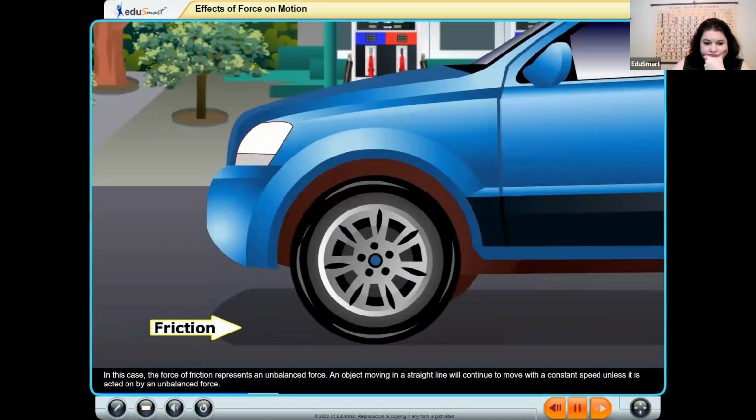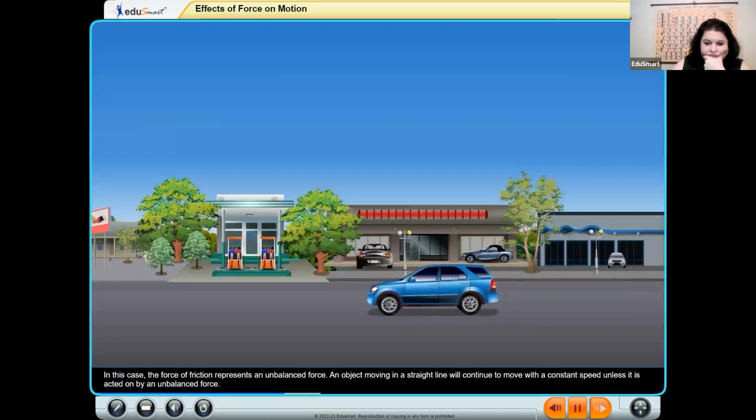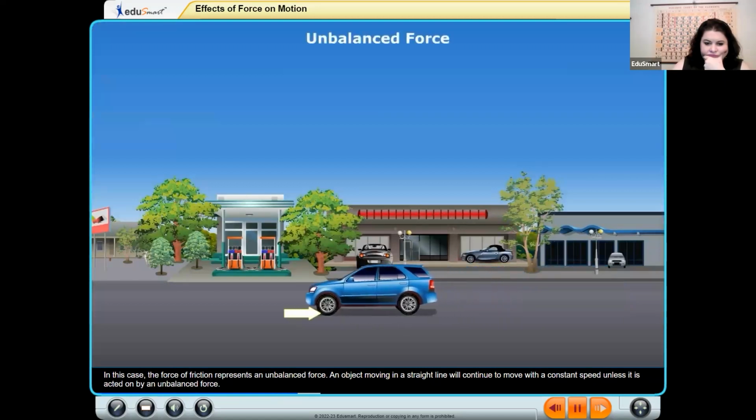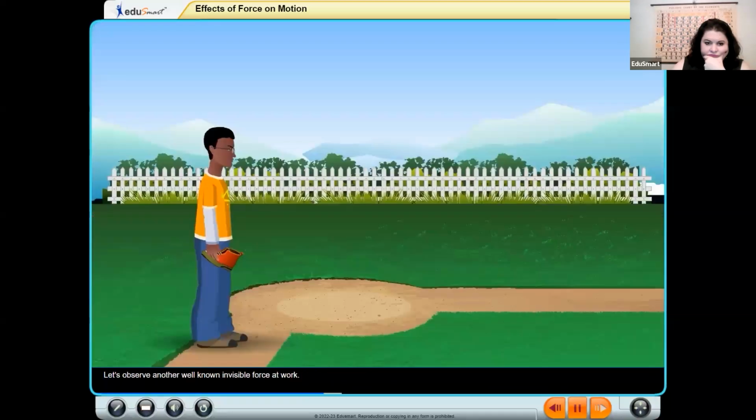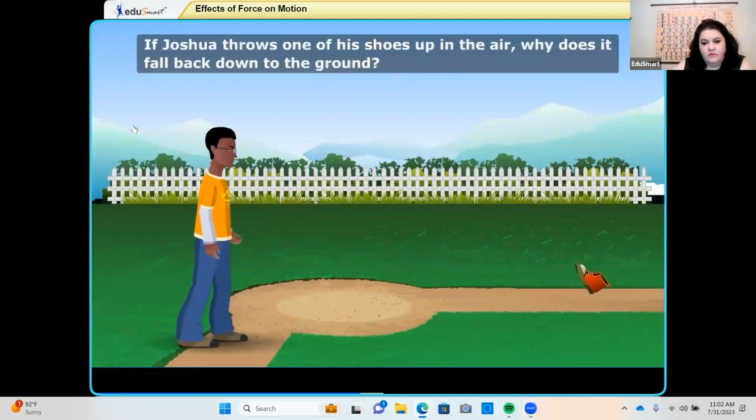In this case, the force of friction represents an unbalanced force. An object moving in a straight line will continue to move with a constant speed unless it is acted on by an unbalanced force. Let's observe another well-known invisible force at work. If Joshua throws one of his shoes up in the air, why does it fall back down to the ground?